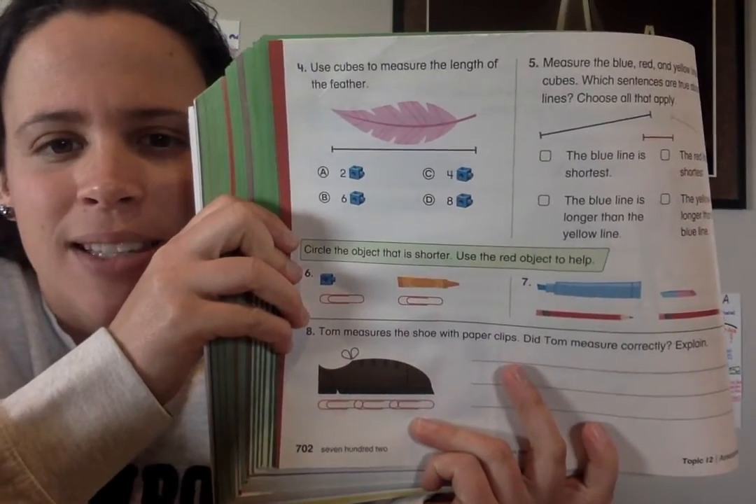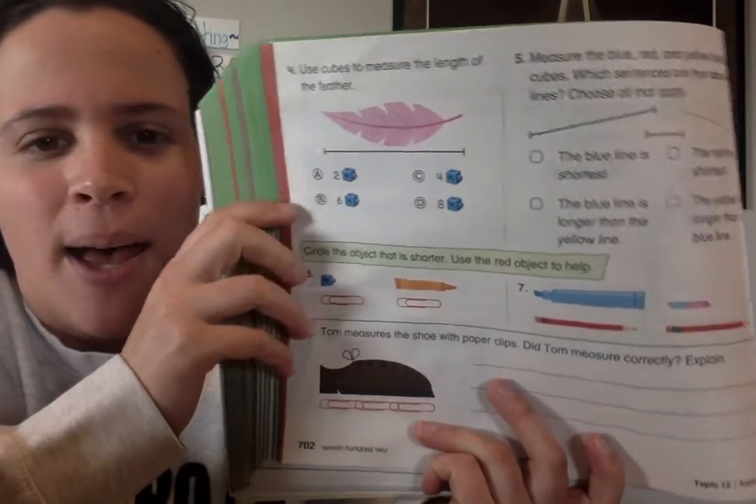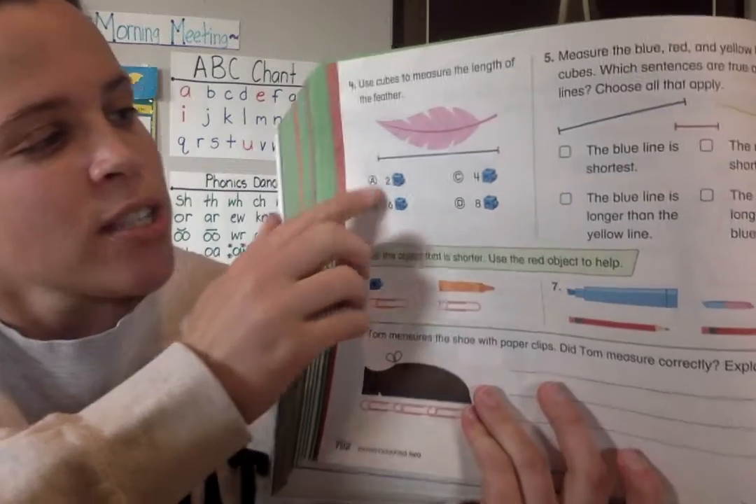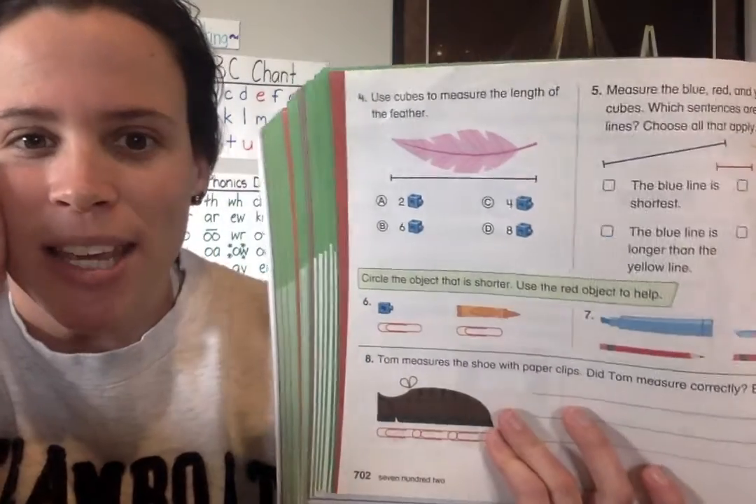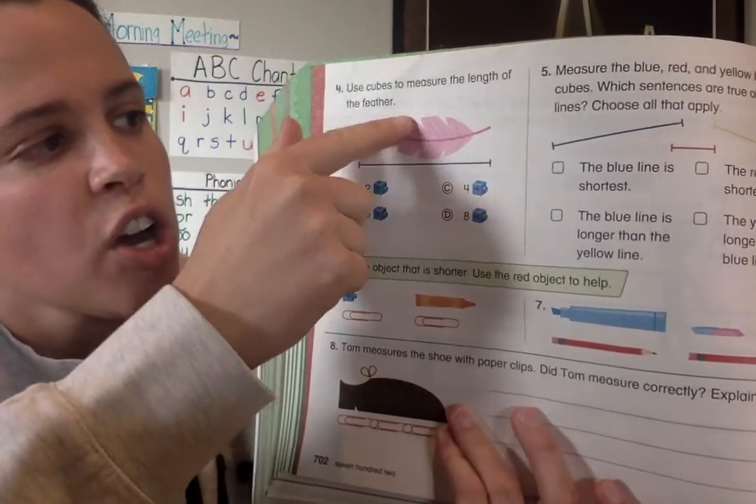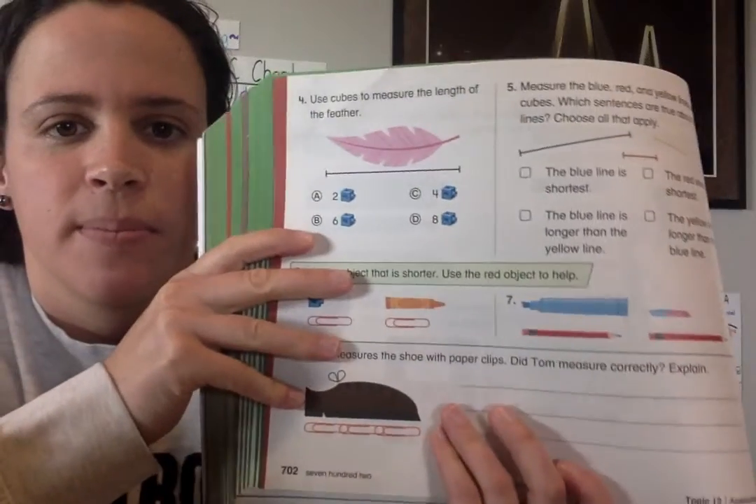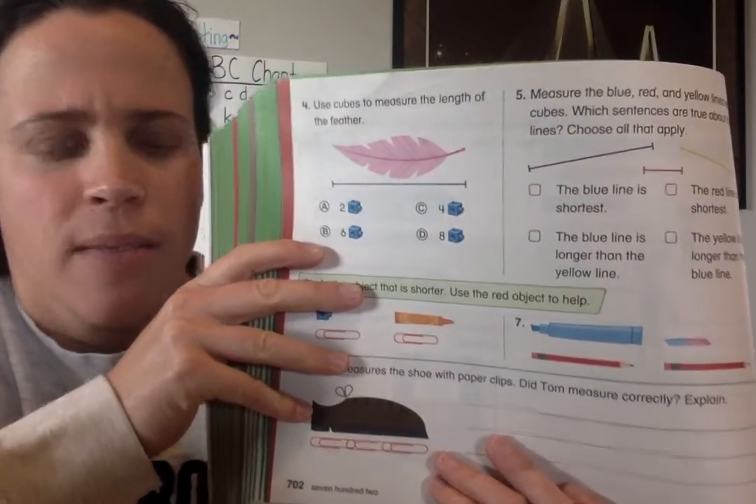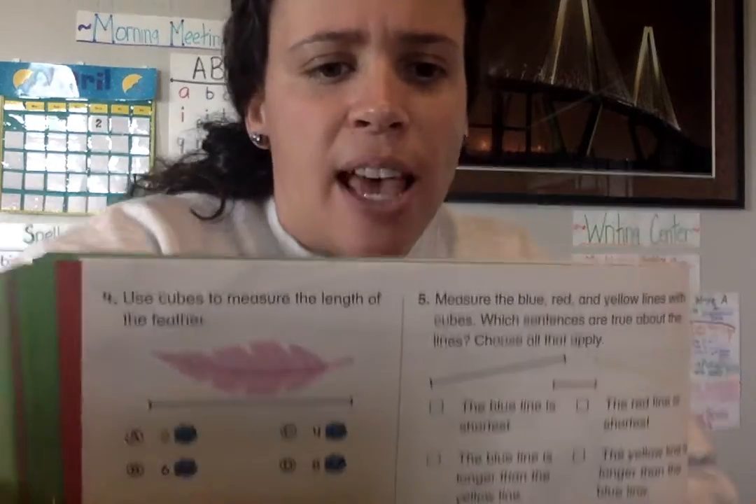Looking at this, I'm pretty sure it's not 6 or 8. My guess would be 4, just kind of eyeballing it. But see how many cubes you get for the leaf. Remember, even though it's at a curve, you go from the one end of the leaf to the other.